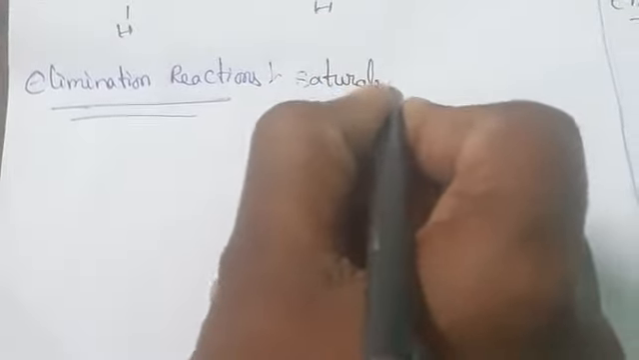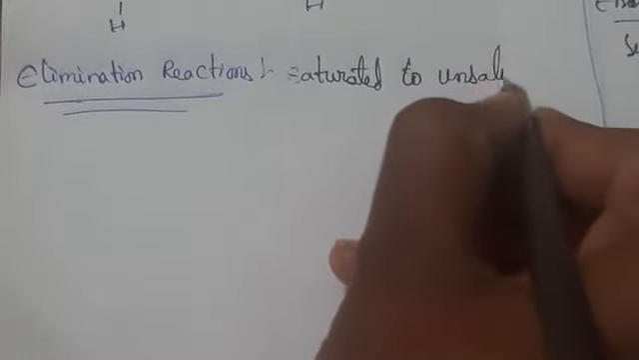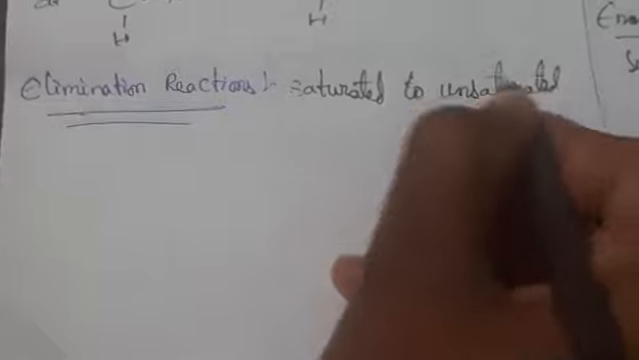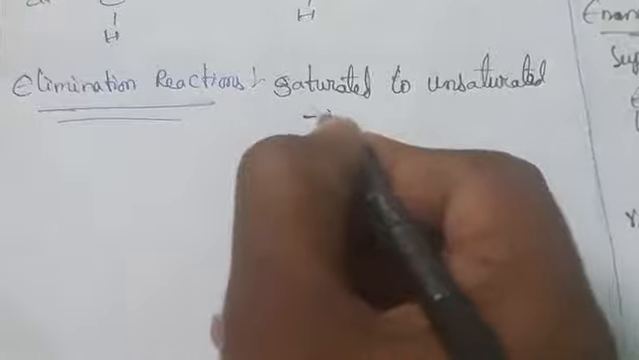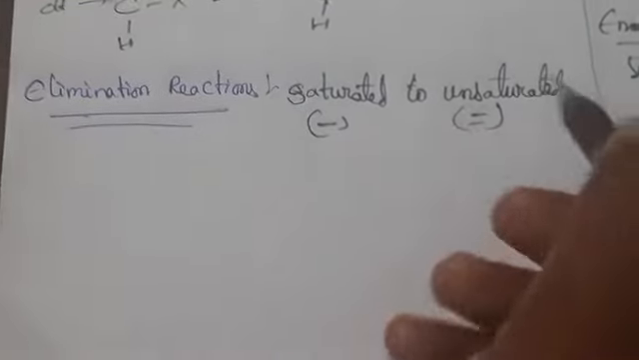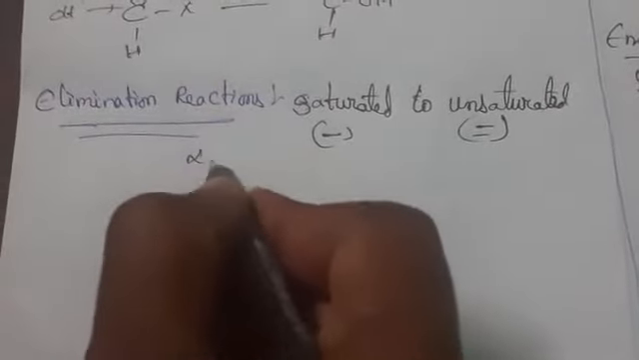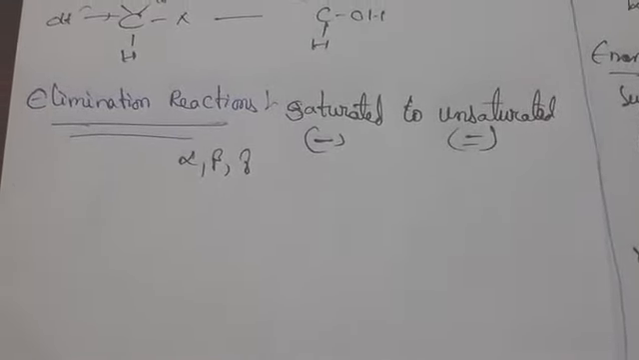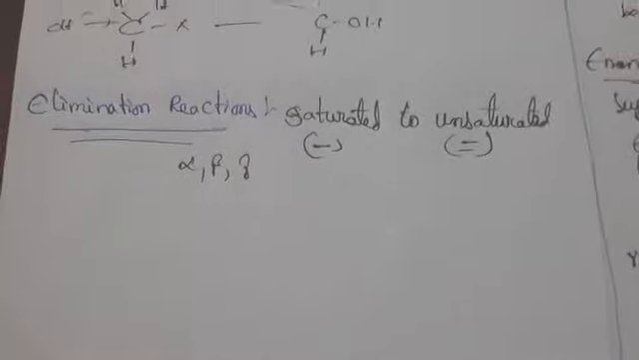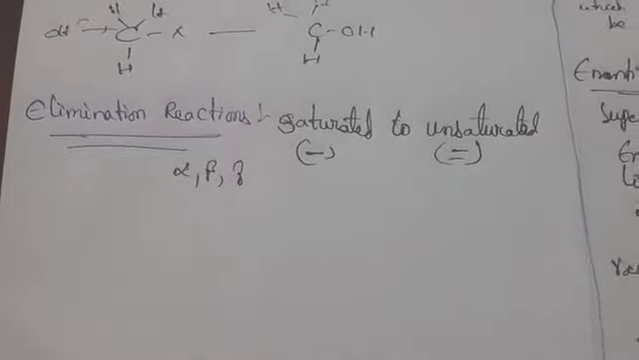So here we can say saturated to unsaturated compounds, we call it elimination reactions. Generally, saturated means single bonded and unsaturated means double bonded. That we call elimination reactions. Generally it consists of three types: alpha, beta, gamma reactions. This elimination reaction takes place only at the beta carbon. So now let us see what beta elimination is.